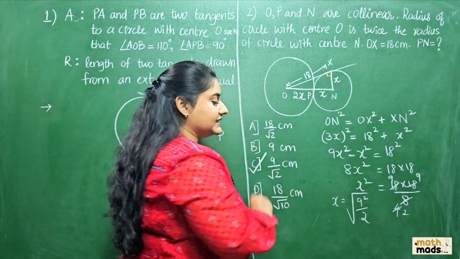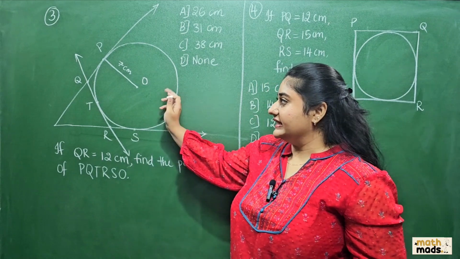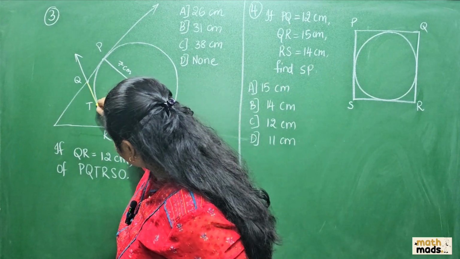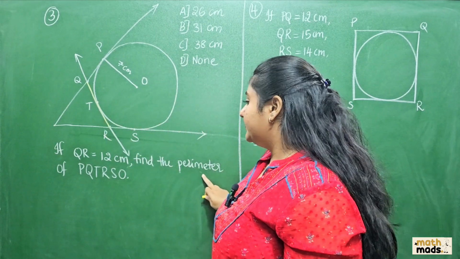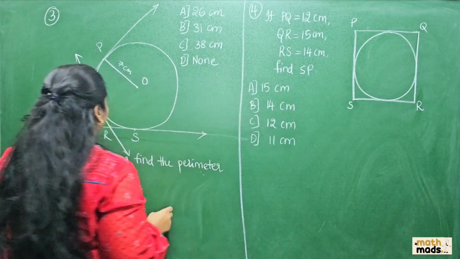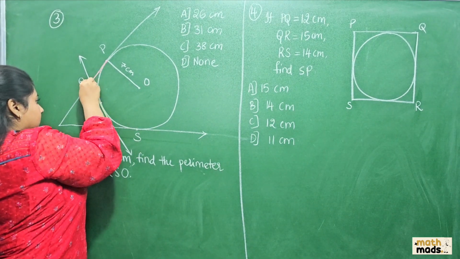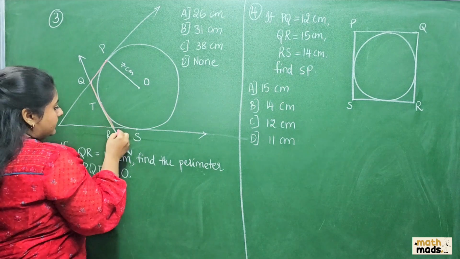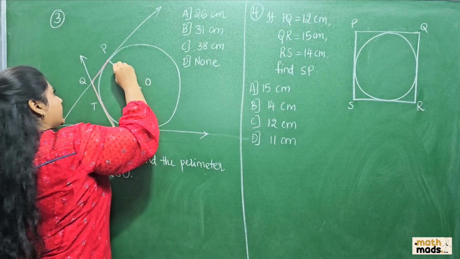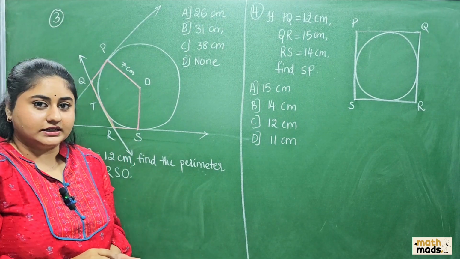That is option C. Now the third MCQ is, if QR is equal to 12 centimeter, so they are given the value of QR, this one is 12 centimeter. Find the perimeter of PQTRSO. So let me first find this polygon. This is PQTRS and O. So I have to join it back to P to get my polygon. So they are asking me to find the perimeter of this polygon, right?